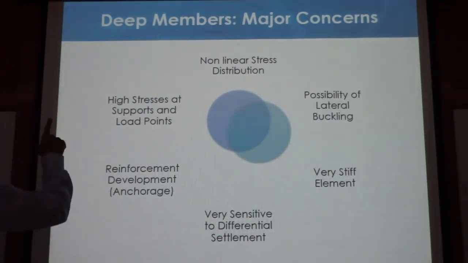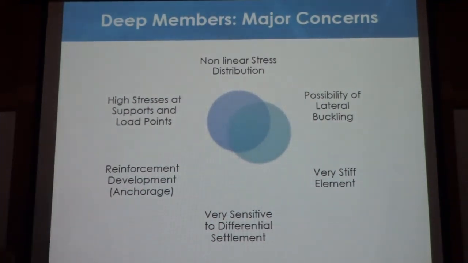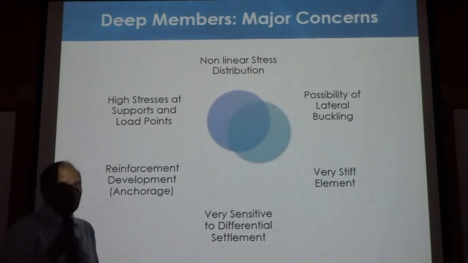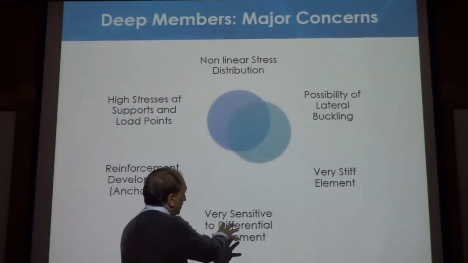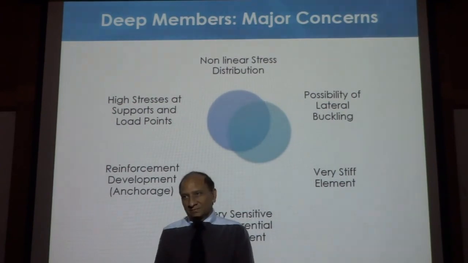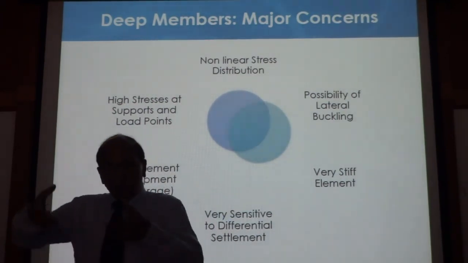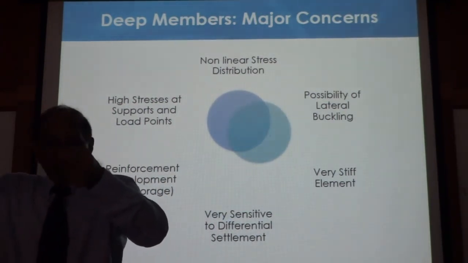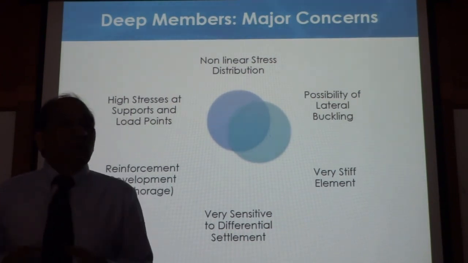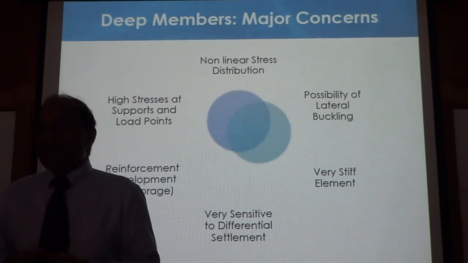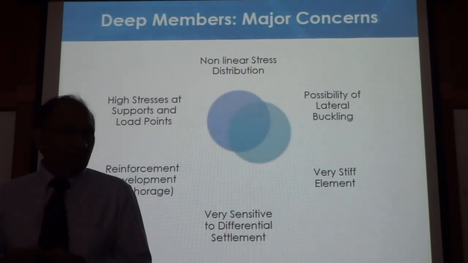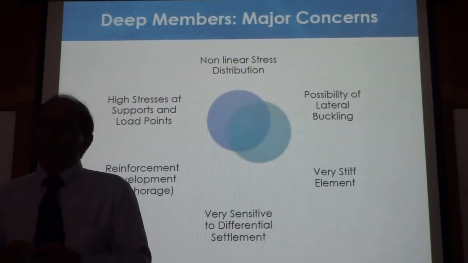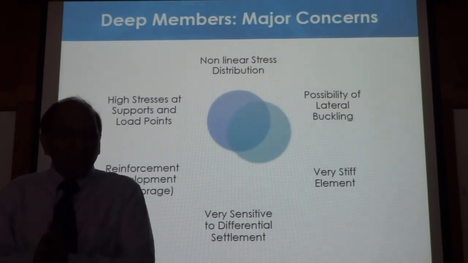So nonlinear stress distribution, high stresses at supports and load points, we have seen that. Reinforcement development anchorage, we will talk about that when we talk about the ties. Very sensitive to differential settlement, obviously, because stiffness is so high that even a small deformation will cause a lot of bending moments. Correct or not? No. Now you're confused. How is that possible? If the beam is too stiff, why is the problem? The problem is very simple.